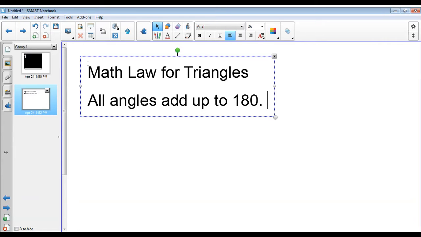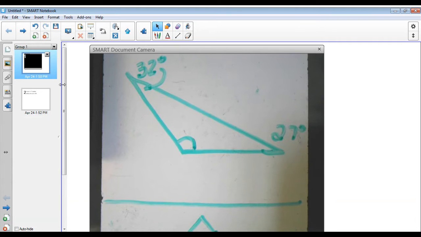So what we need to do is take a look at our triangles and figure out what the missing angle is by adding up what we have and subtracting from the total. It's very similar to what we were doing last week with angles around a point and angles on a line.